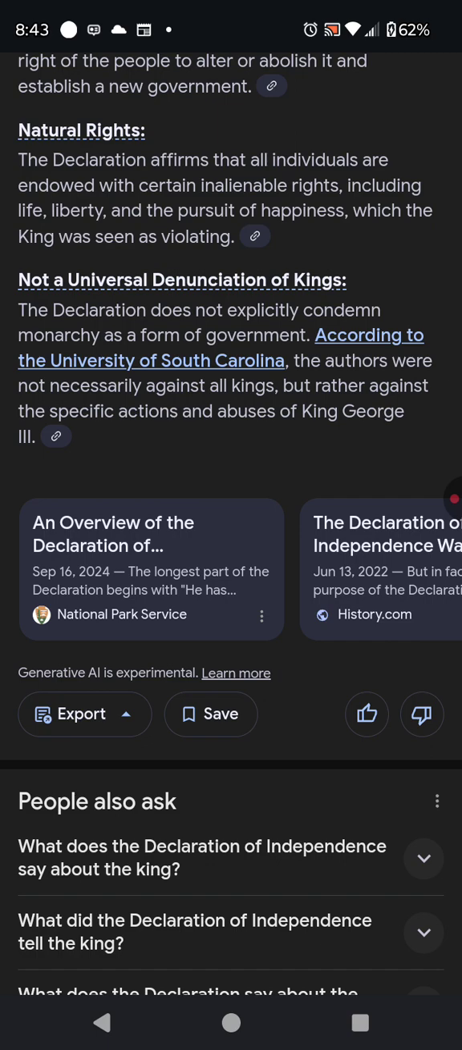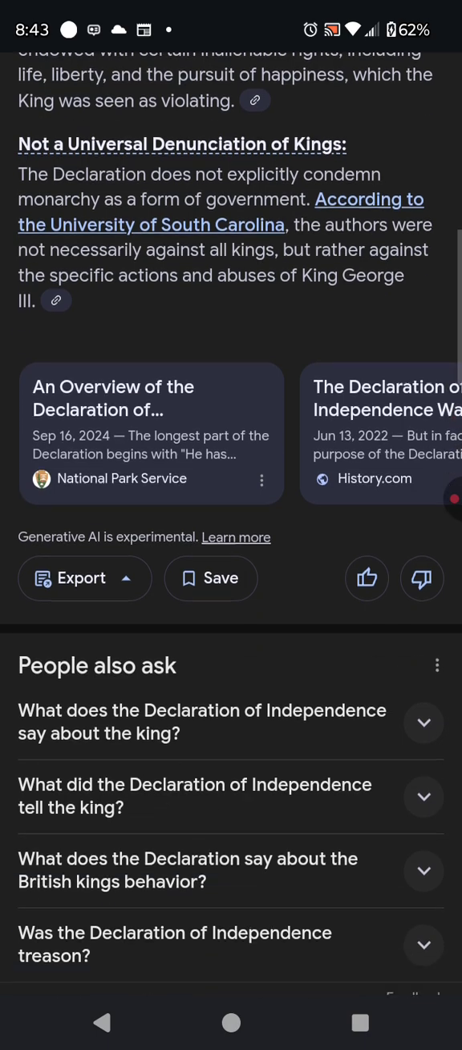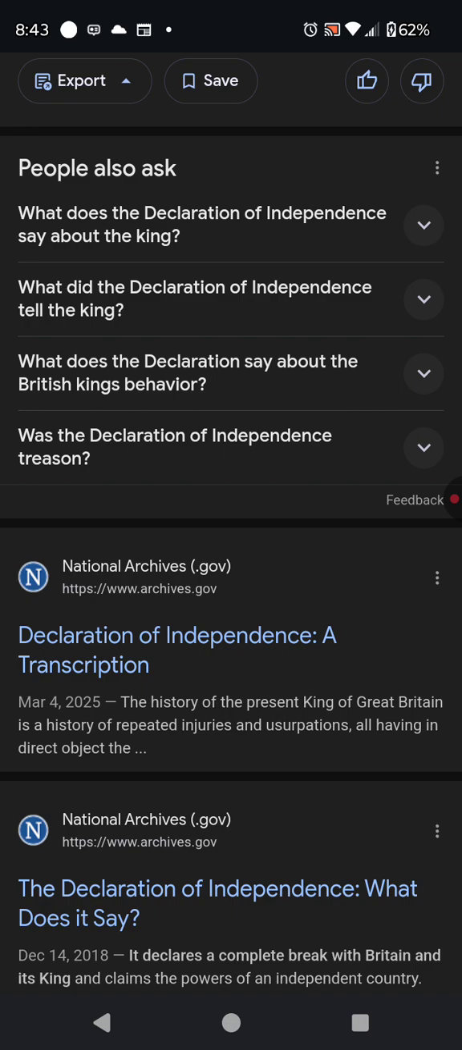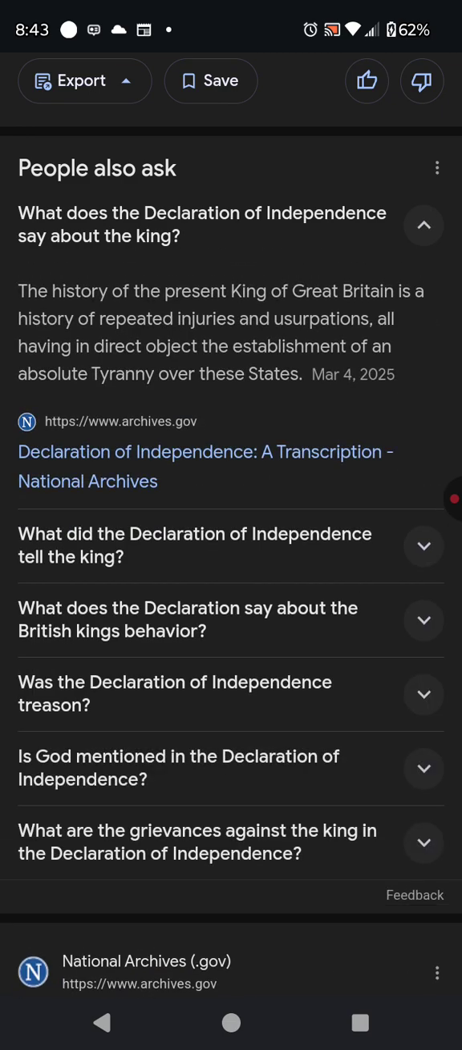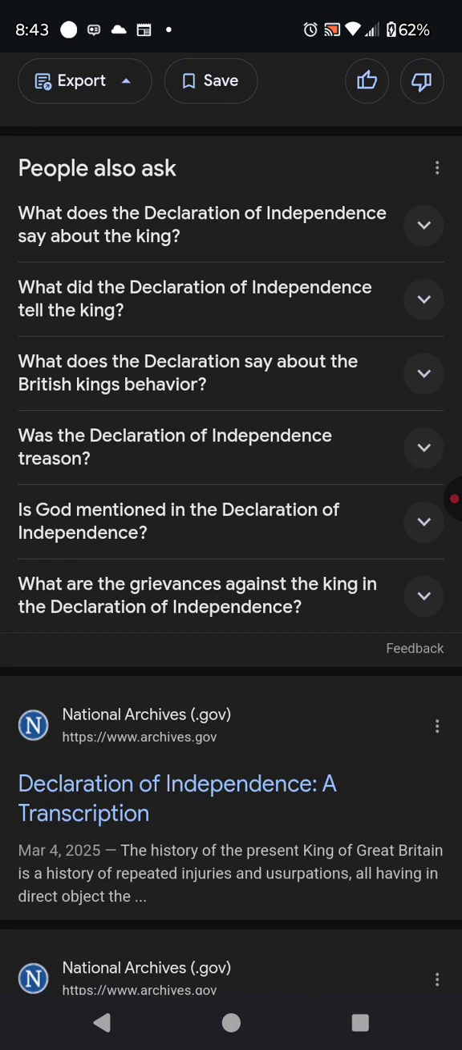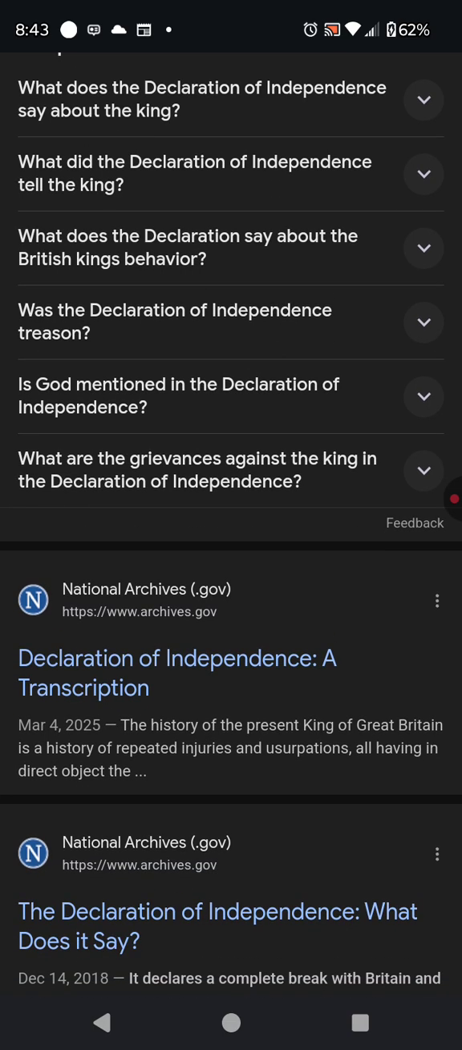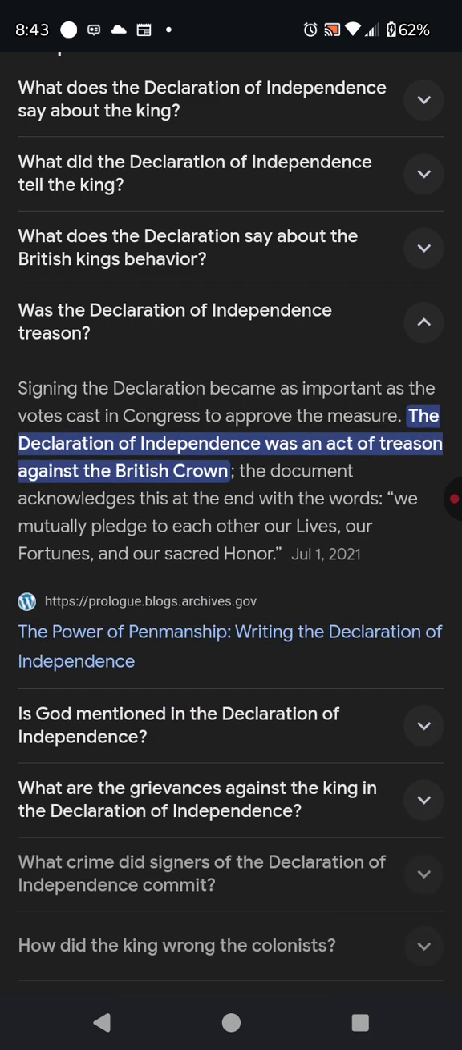Not a universal denunciation of kings. The Declaration does not explicitly condemn monarchy as a form of government, according to the University of South Carolina. Of course, South Carolina. What does the Declaration say about the king? The history of the present king of Great Britain is a history of repeated injuries and usurpations, all having in direct object the establishment of an absolute tyranny over these states. What does the Declaration say about treason?